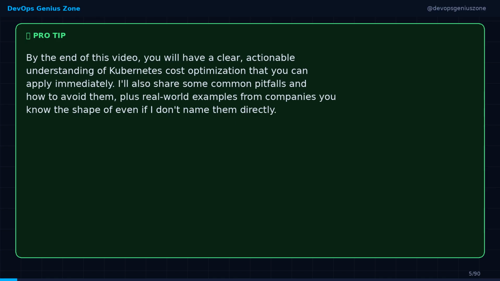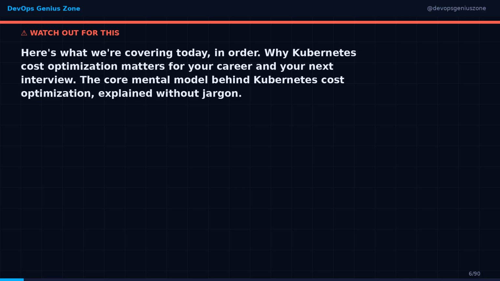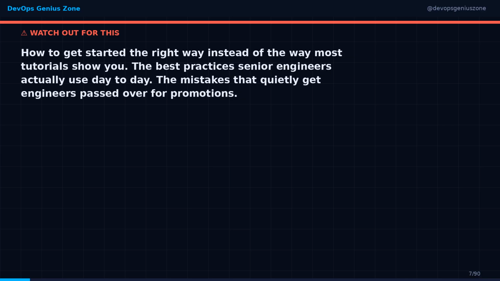Here's what we're covering today, in order. Why Kubernetes cost optimization matters for your career and your next interview. The core mental model behind Kubernetes cost optimization, explained without jargon. How to get started the right way instead of the way most tutorials show you. The best practices senior engineers actually use day to day.